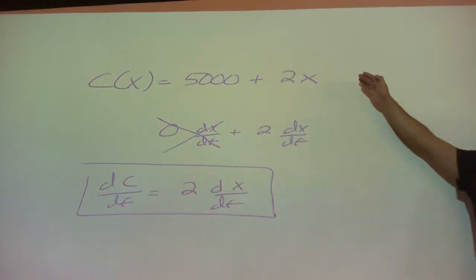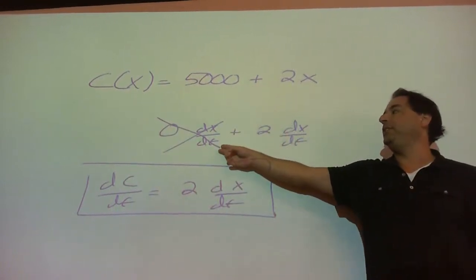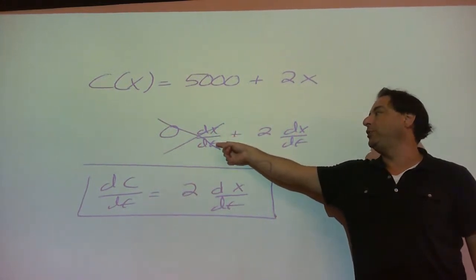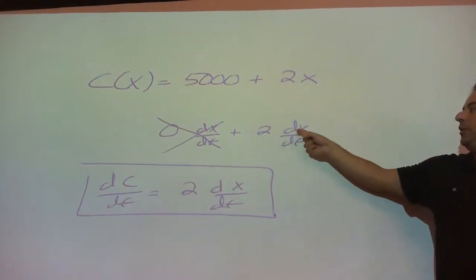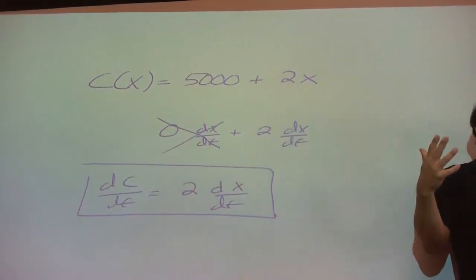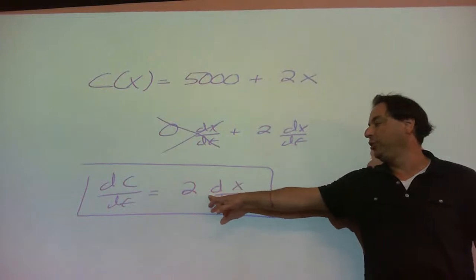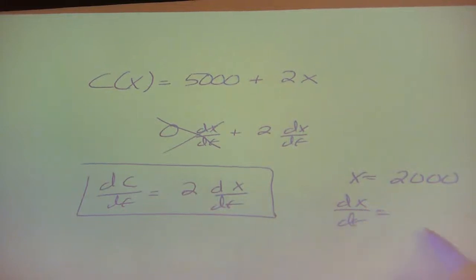We have cost. We're talking about how cost is changing. So we take the derivative. The derivative of 5,000 simply becomes 0. And then the dx over dt is how the x changes with respect to time. That all becomes 0. And the derivative of 2x is 2, the derivative of x with respect to time. So time's our other element here. Okay? So we end up with the derivative of cost with respect to time is 2 times dx over dt. Good so far? And remember, they told us x equals 2,000, dx over dt equals 500.